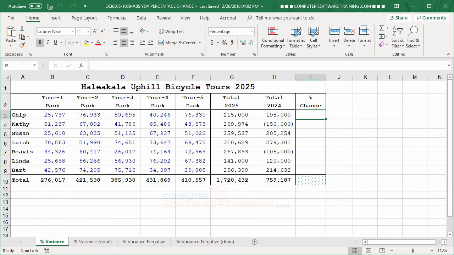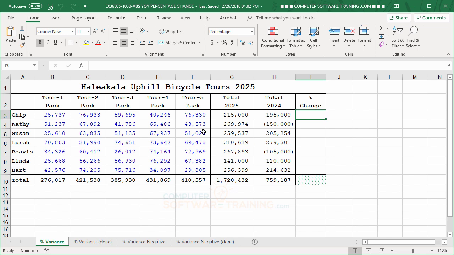All right. In this case, we have a number of different reps selling different uphill bicycle tours to good old Haleakala, all right? Big volcano. So last year, they did these numbers here. This year, which are what these blue numbers are adding up to, that's what they did this year. So what we want to do is compare the 2 years for each of these reps and figure out what percentage did they go up or did they go down, all right?